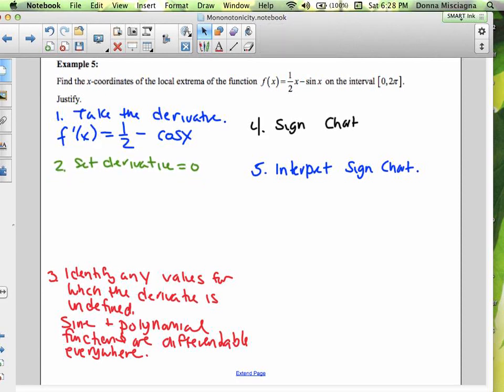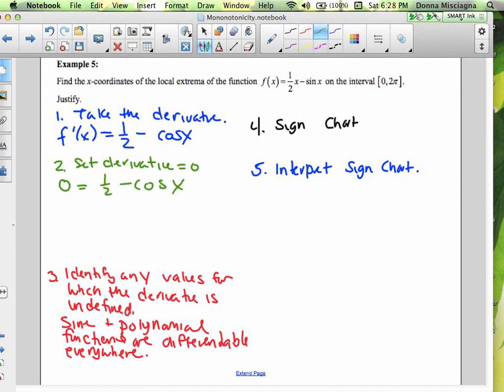Set the derivative equal to 0. So 0 equals 1/2 minus cosine x. I'm going to add cosine x to both sides to get rid of the negatives. So cosine x equals 1/2. We'll take the arccos of both sides. So arccos of cosine x equals arccos of 1/2. Arccos and cosine are inverses of one another, and that leaves the x.